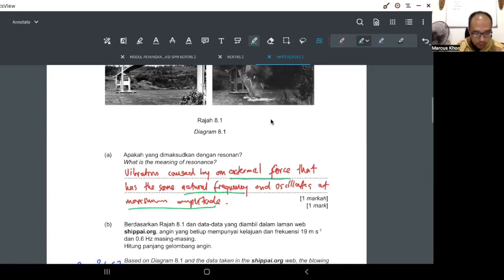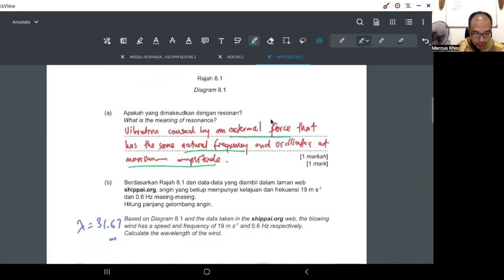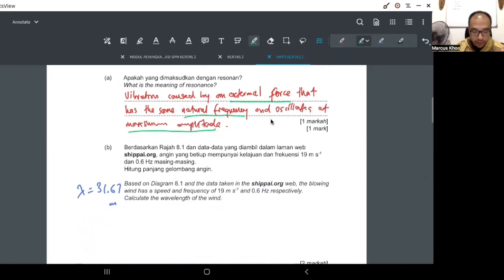Okay, so based on diagram 8.1 and the data taken from the shipai.org web, the blowing wind has a speed and frequency of 19 meters per second and 0.6 hertz respectively. Calculate the wavelength of the wind. So the answer is obviously 31.67 meters. The formula is v equals f lambda. You want to calculate the wavelength.